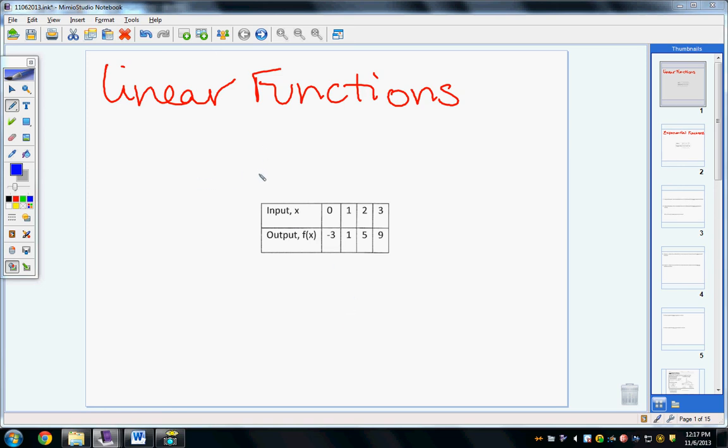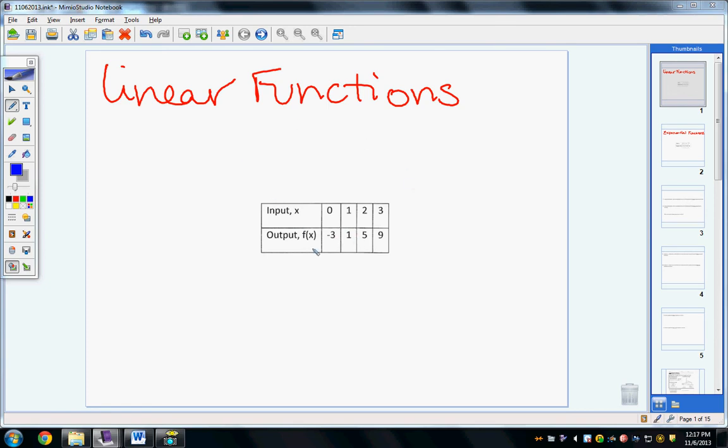All right, I'm going to talk to you about how to write an equation by using information in a table. And so the first one I'm going to show you is linear functions. And we're only going to be dealing with linear functions and exponential functions. Now, I can tell from looking at this that this is not an example of an exponential function because my output numbers are not getting really big really quickly. Okay, so this is going to be an example of a linear function.